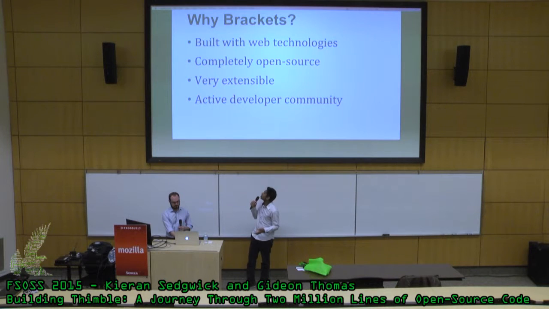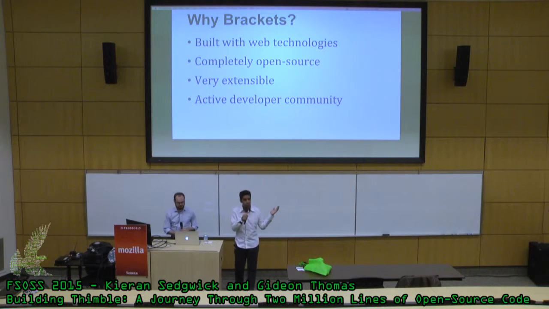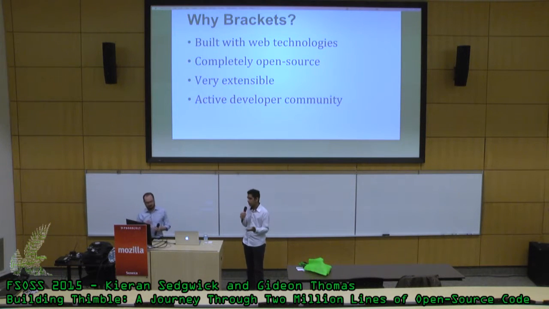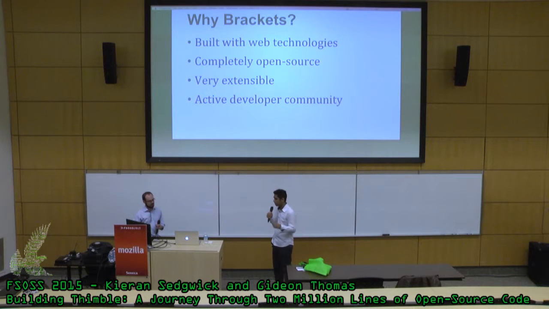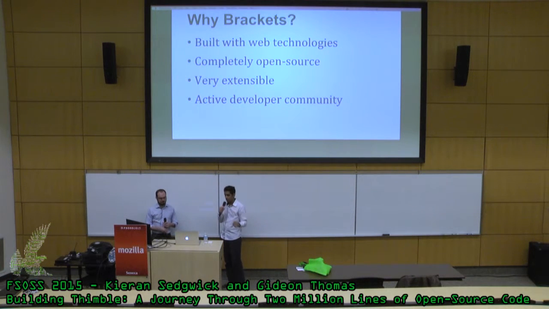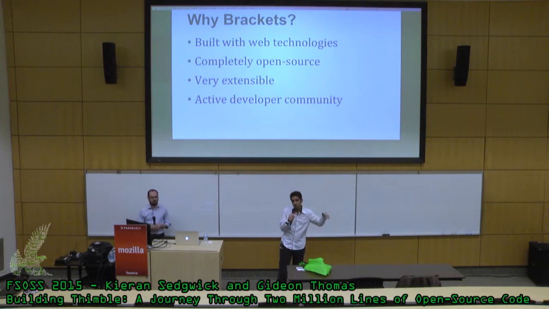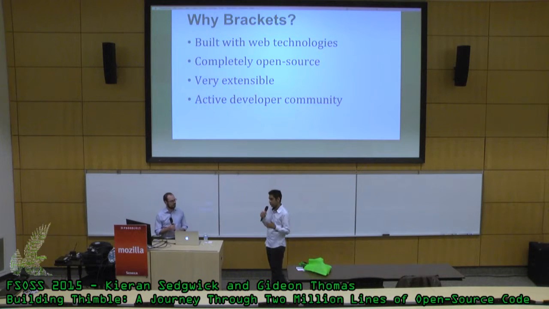Of course, there are the other points where it was completely open source, so that meant we could take the code, modify it, create a new product out of it. And it was also very extensible, so that meant that adding new features to Brackets was very easy in terms of code, which was actually a big problem that we had with Thimble initially. The final point is probably the most important point of why we decided to choose Brackets. And that's that it had an active developer community. And as you'll see, this is echoed throughout the presentation over and over again.